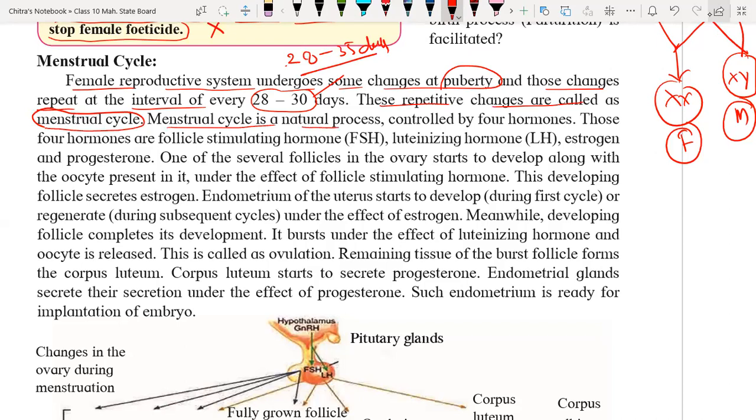The menstrual cycle is a natural process. It is not controlled by the person. It is a natural process which is controlled by four hormones. Those four hormones are follicle stimulating hormone, also called FSH. Then we have luteinizing hormone, also called LH. Then estrogen. We do not have an O here. It is only estrogen.